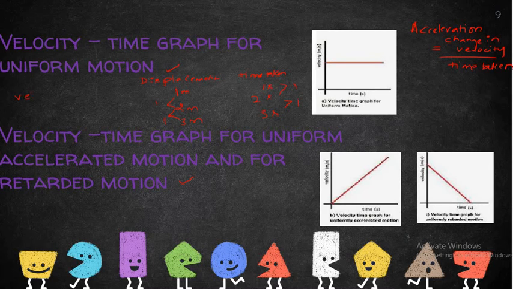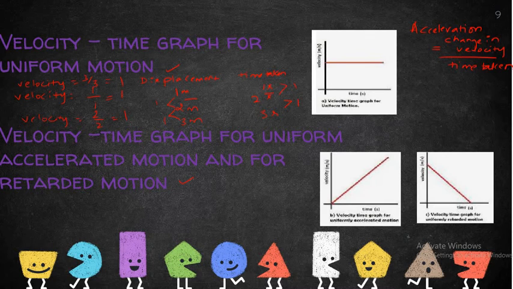So how will you calculate velocity? Velocity is nothing but displacement to time taken. In the first case, 1 meter to 1 second, 1 by 1, that is equal to 1. In the second case, it is 2 by 2, that is also equal to 1. In the third case, that is 3 by 3, that is equal to 1. That means whatever velocity we get, it will remain constant for uniform motion.